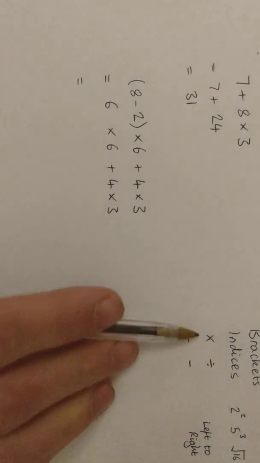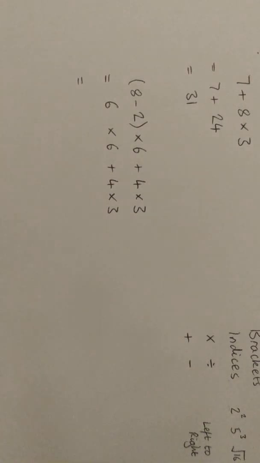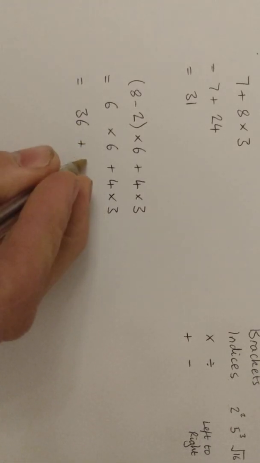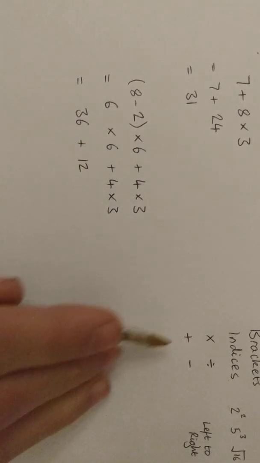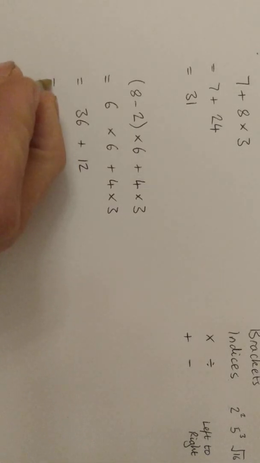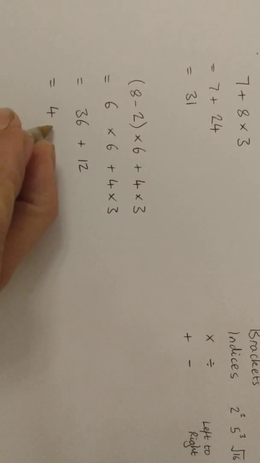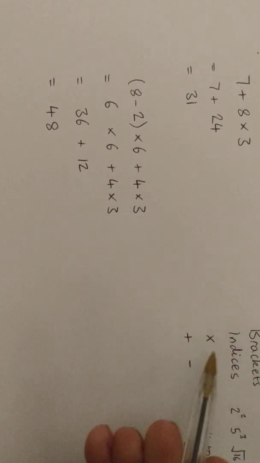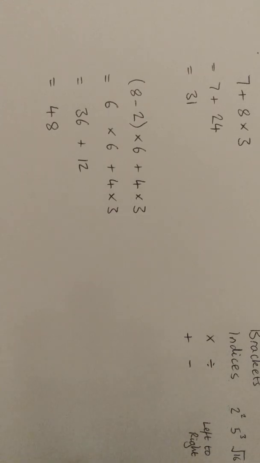Next thing tells us to do times and divides starting on the left. So 6 times 6, 36. 4 times 3, 12. Finally, we do our plus. 36 add 12. We get 48. So working through our list, working down. If we haven't got any brackets, you don't need to worry about it. Keep working our way down in the order that they are there.